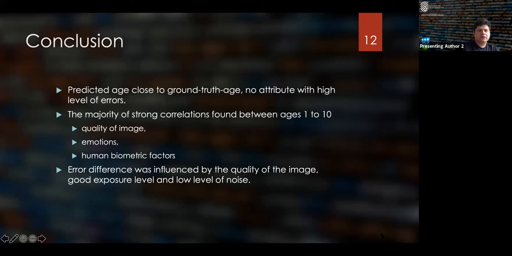And finally, our conclusions. So in the predicted ages that are close to the ground truth age, say the error difference that tends to be 0, there are actually no attributes with strong correlations. And the majority of strong correlations found between ages 1 to 10 are due to the quality of the image, emotions, and human biometric factors. The error difference was also influenced by the quality of the image, good exposure level, and low level of noise.